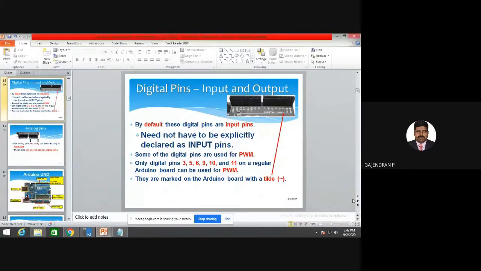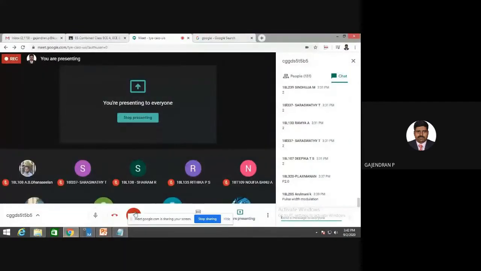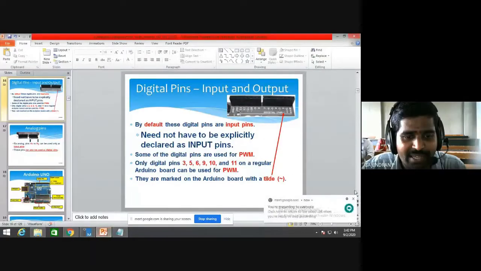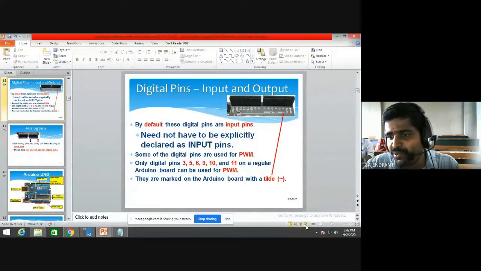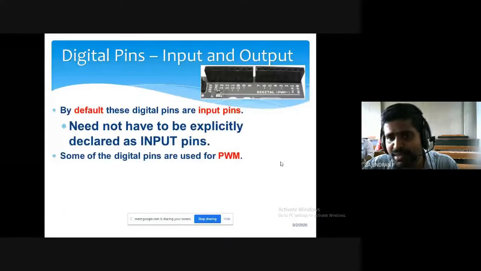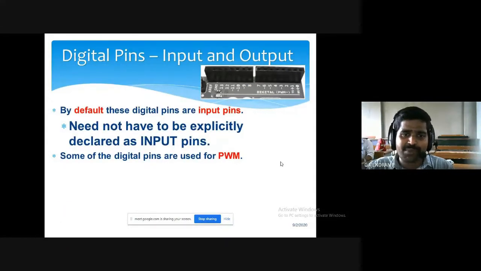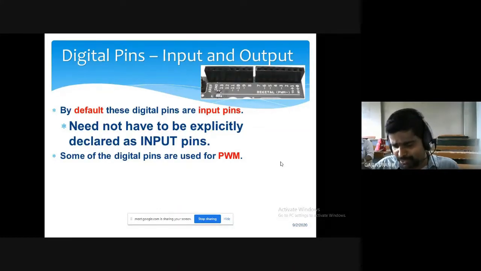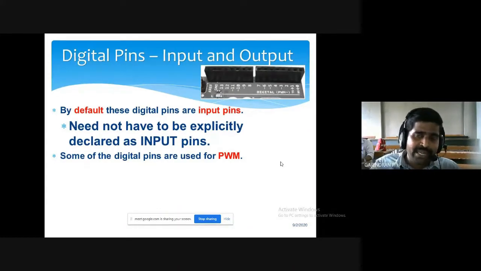Exactly, sir. So pulse width modulation means what? I'm not going to ask, you go and refer and study. Now see, there are a few pins that have the special function called pulse width modulation. Actually, in advanced microcontrollers, each and every pin has more than 2 functions. In ARM, individual pins have 4 functions.